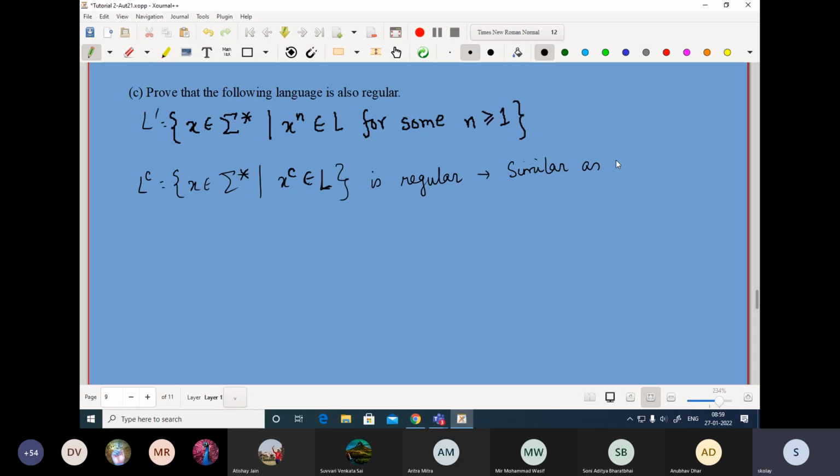Similar to part 6A, you do a C-fold construction. If we were doing L2, we were taking Q cross Q and then doing the construction. Now we'll take Q cross Q to the C and then do the construction. We'll take C copies of Q, and remember that a path is of the form X, P1, X, P2, and so on.